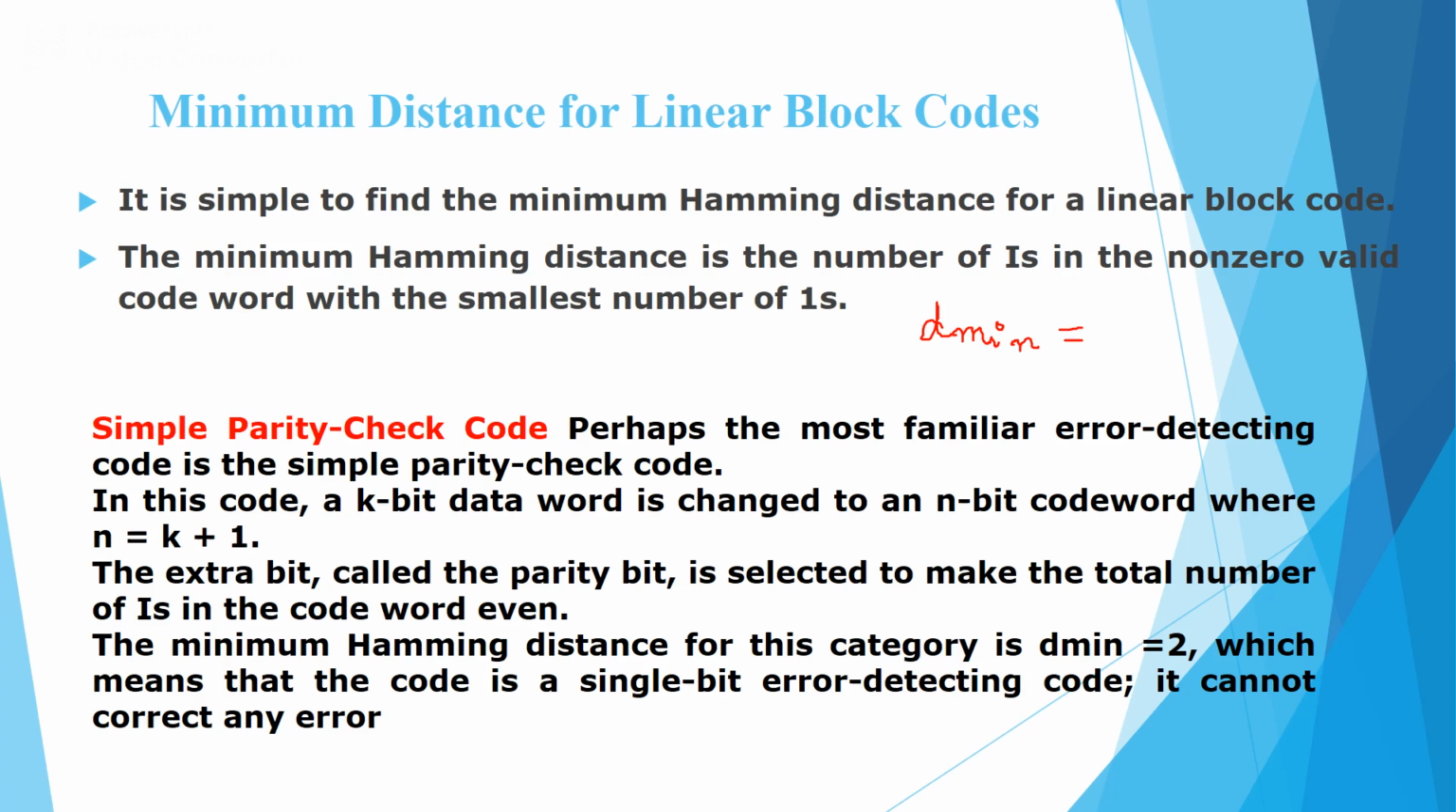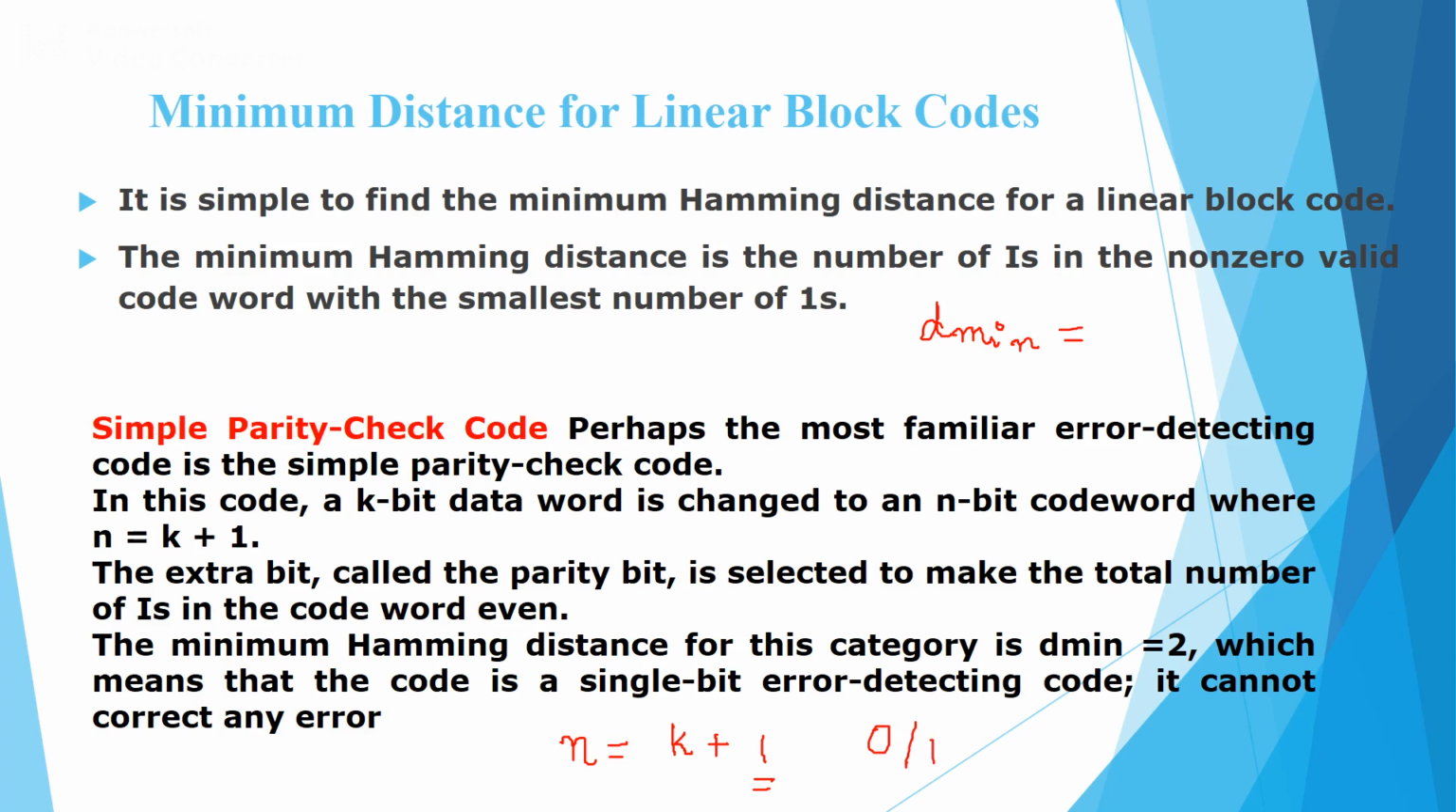That d minimum is nothing but the minimum Hamming distance. Now we can consider the simple parity check code, which is the most familiar error detecting code, in which we compute the code word n by considering the data word with k bits plus one additional bit. While adding the extra bit, we have to check the number of ones in the code word. So the question is how we add that extra bit. That extra bit will be either 0 or 1 depending upon the number of ones in the code word.